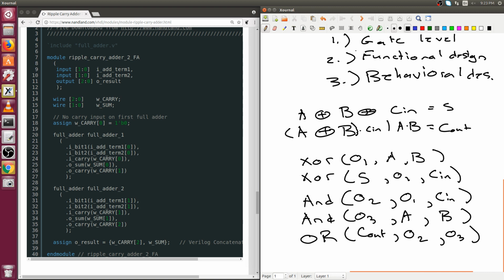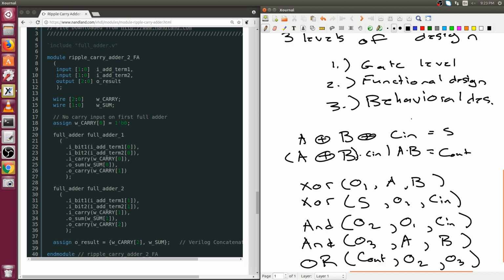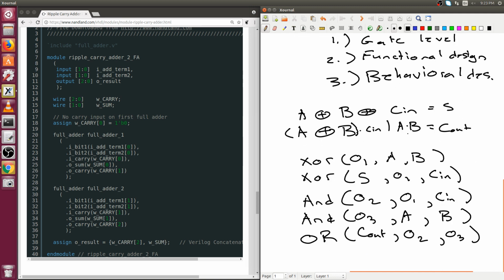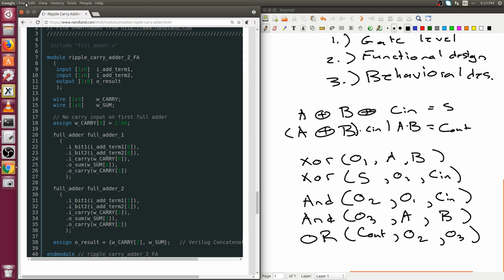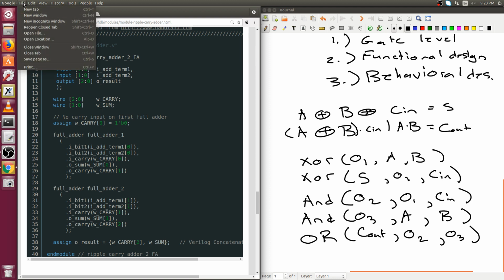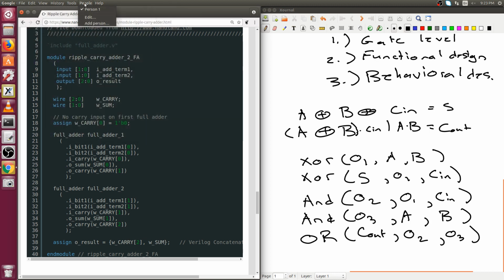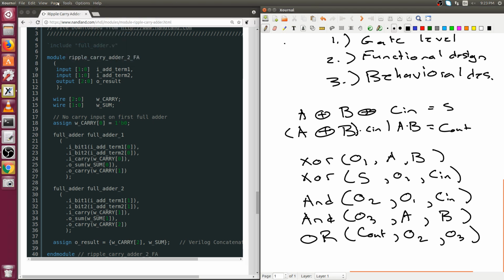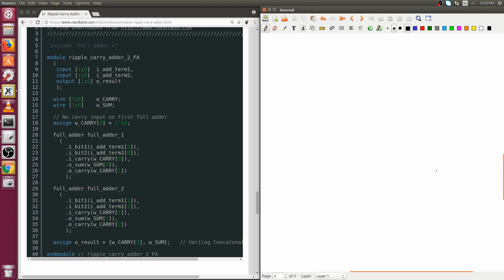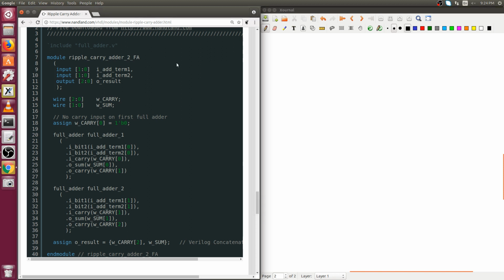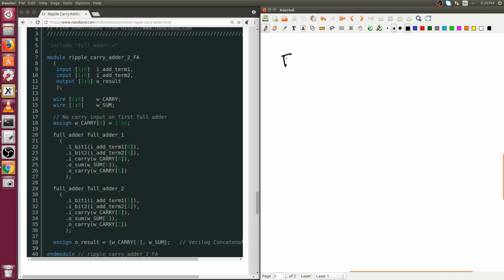Okay, makes sense. So functional design gets a little bit clearer. It's a little bit easier, but you have less control. So let's do, is it view? No, it's tools. Oh, I'm not clicked on it. Whoops. Page. New page after. Okay. So let's look at functional.